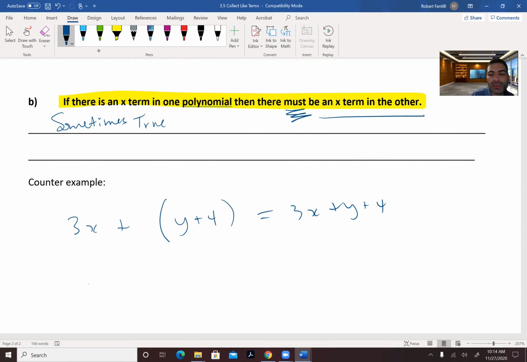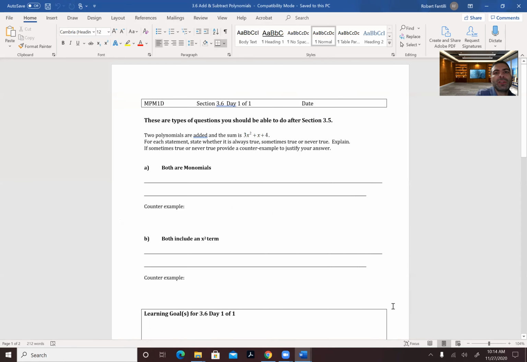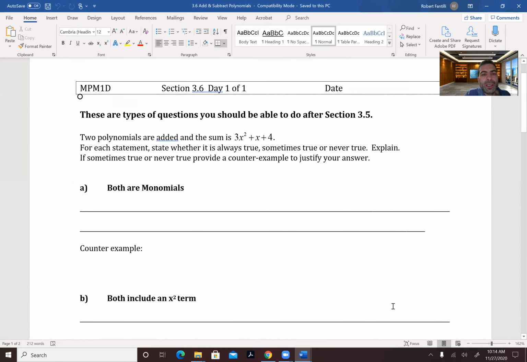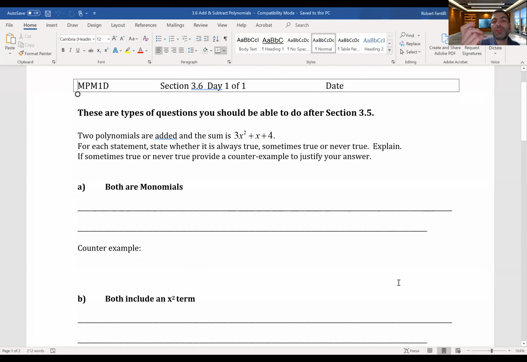Okay. And let's look at the next handout, if you don't mind. 3.6. So let's switch to this. And let me just stop sharing for 1 second. Share the screen. I want to make extra sure that I'm sharing 3.6 with you guys. Okay. All right. So these types of questions you should be able to do after what we just did 2 seconds ago.